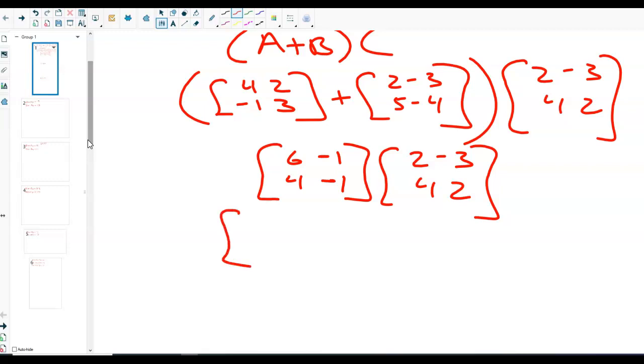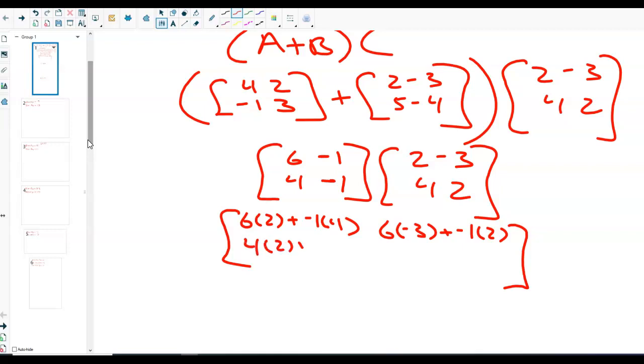Row times column. 6 times 2 plus negative 1 times 4. Row times your second column. 6 times negative 3 plus negative 1 times 2. Second row, first column. 4 times 2 plus negative 1 times 4. Second row, second column. 4 times negative 3 plus negative 1 times 2.